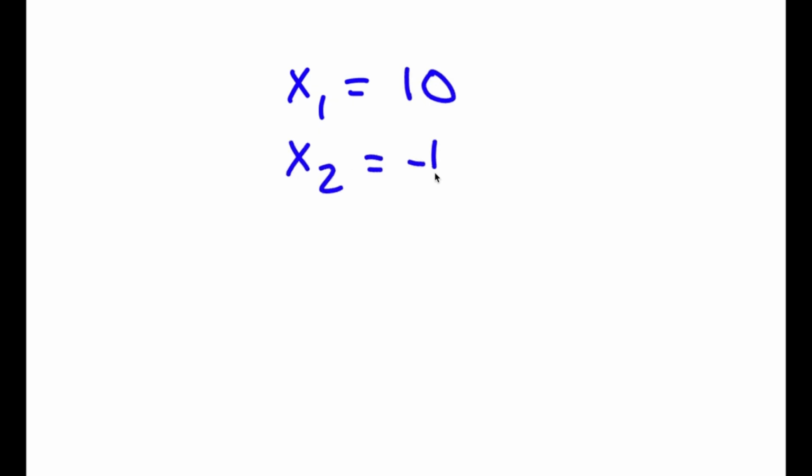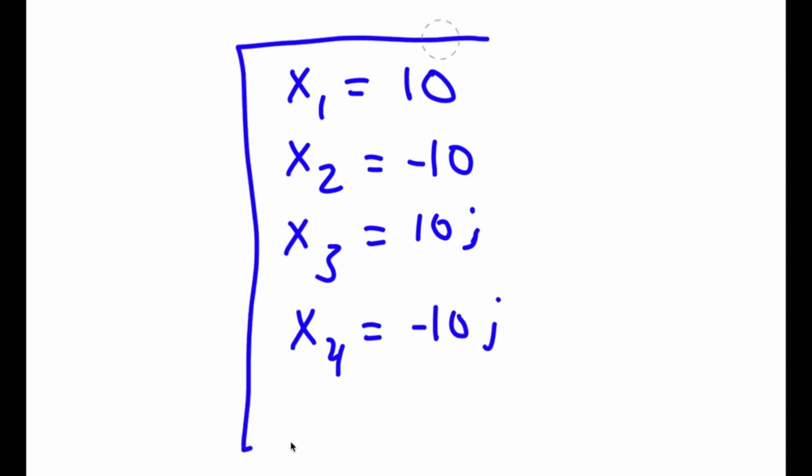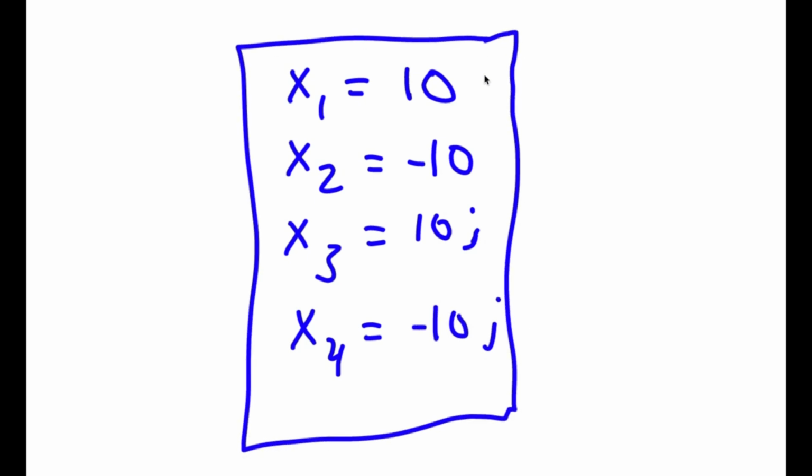So now, to list all our solutions, x1 is going to be 10, x2 is going to be negative 10, x3 is going to be 10i, and x4 is going to be negative 10i. So these are my four solutions to this equation.